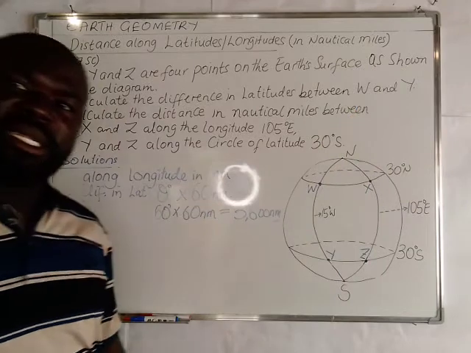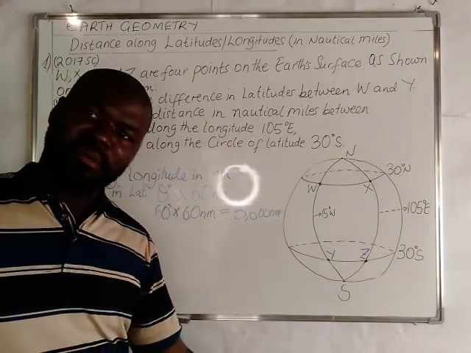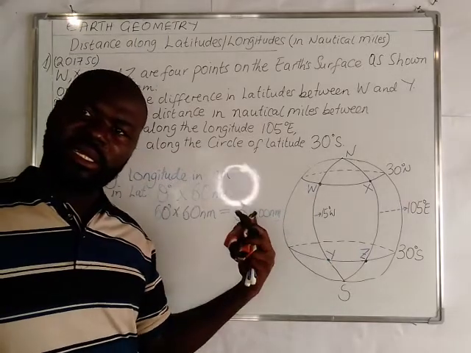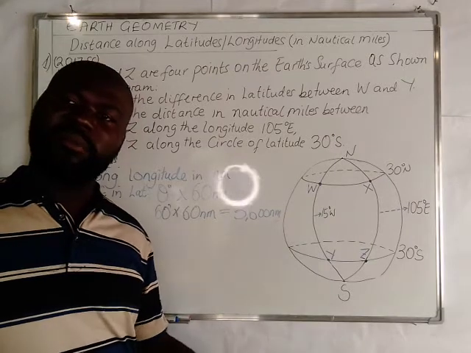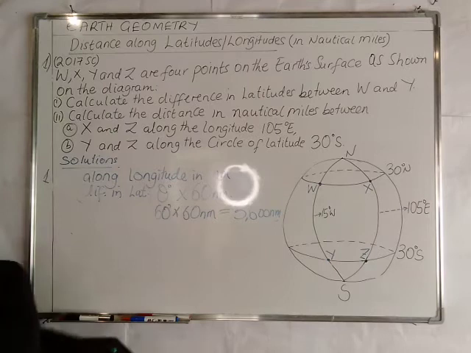So whenever we are getting the distance along longitudes in nautical miles, we simply calculate the difference in the latitudes, then multiply by 60 nautical miles. As simple as that. Okay, let's look at the other one now.